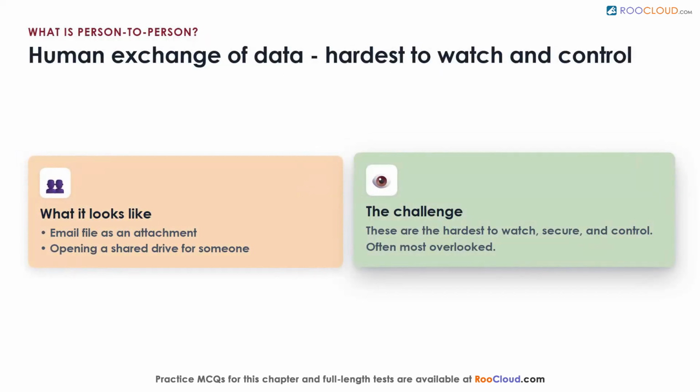So what is a person-to-person transfer? It's a human exchange of data, and it's often the most overlooked of the three. It can be as simple as emailing a file as an attachment, or opening up a shared drive for someone. These are the hardest to watch, secure, and control.